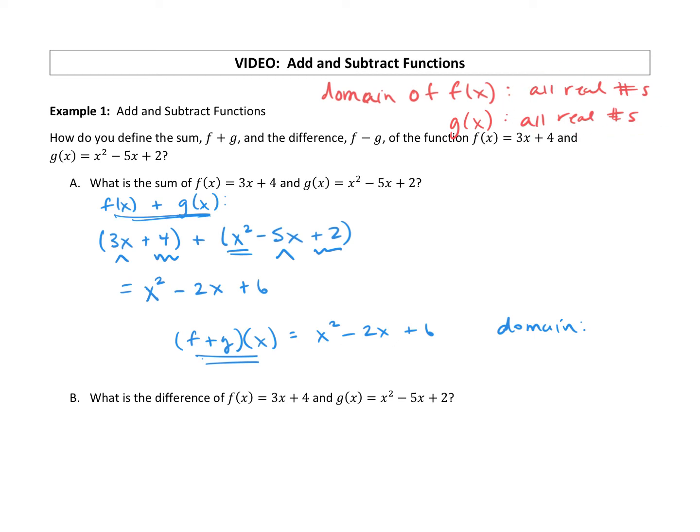So then let's look at the sum. Is there anything in here creating a domain restriction? Can you square all your numbers? Can you multiply them all by a negative 2? And you can. So the domain of our sum is also all real numbers.